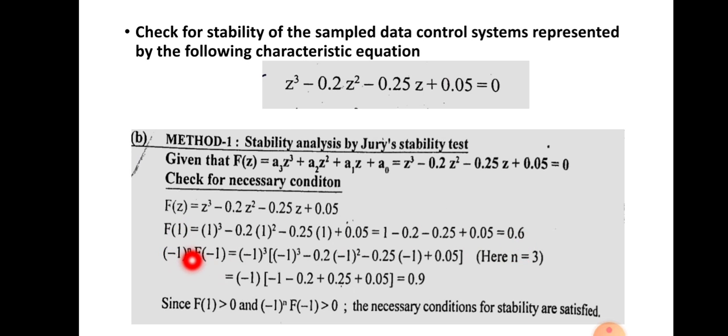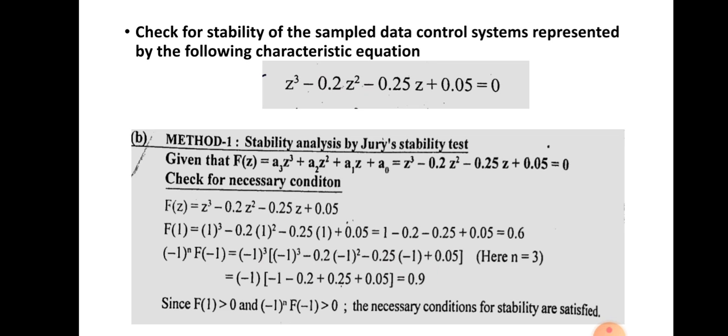Next is minus 1 raised to n f of minus 1. So here n is 3, order is 3. So minus 1 raised to n is minus 1, and f of minus 1 is obtained by putting z equal to minus 1 in this equation. So you will be getting 0.9. So again the second condition, f of minus 1 is greater than 0. So these two conditions are satisfied. That means we can say that the necessary condition for stability is satisfied.